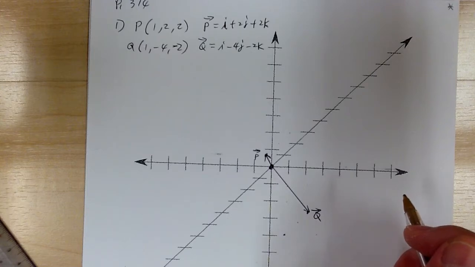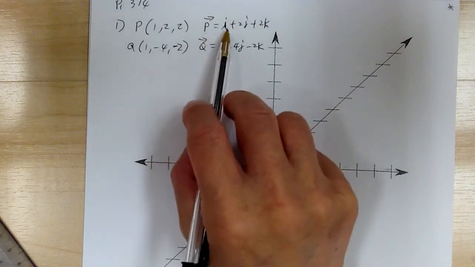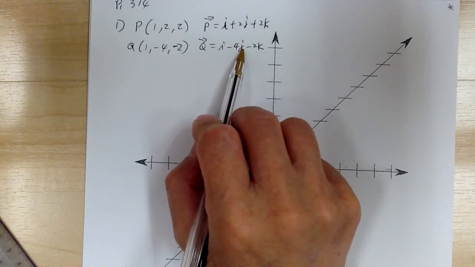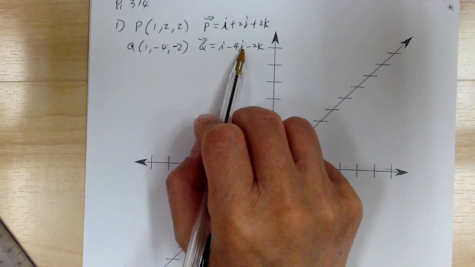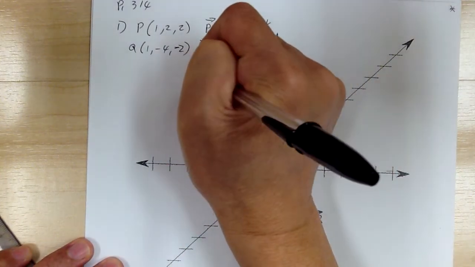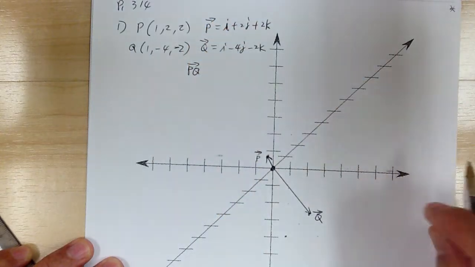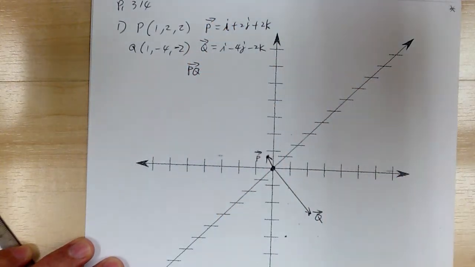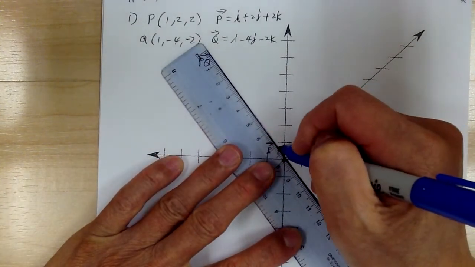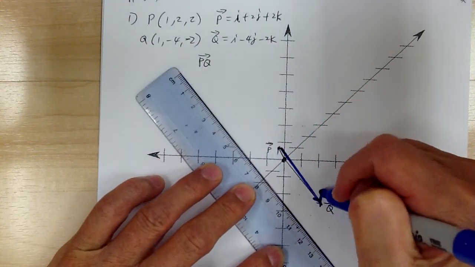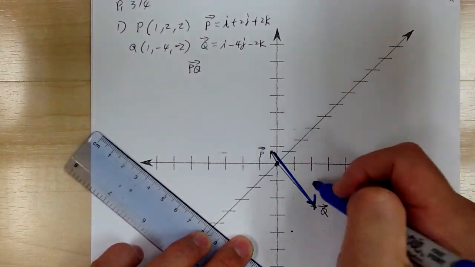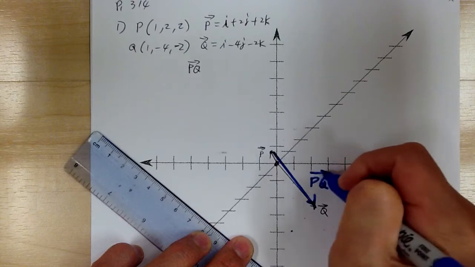It says find the component form of P. So this is the component form. So that takes care of that. And you're looking for the component form of Q. And then you're looking for PQ. So you're going from P to Q. So it's got a very tiny sliver. Okay, so that's the PQ.